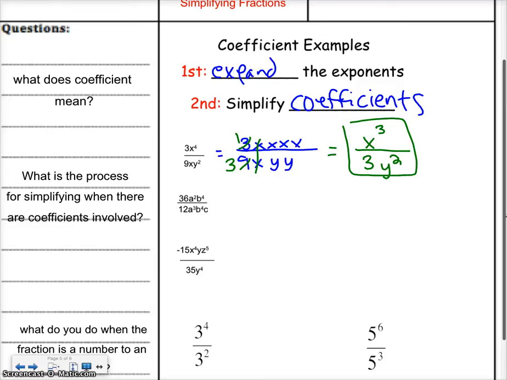So do you see the difference there? Coefficients, you're doing the same strategy. You're just simplifying the coefficients as well at the end.